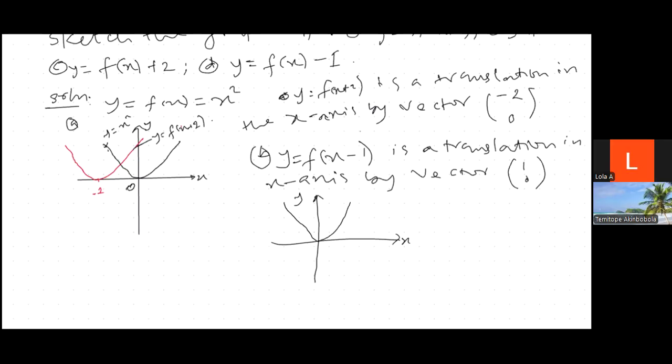So this is y equals s squared. Now, y equals s minus 1. We now shift from 0 here to plus 1 here. This is 1. So the turning point will now be here. Is that clear? So this is 0. This is y equals f of x minus 1. Is that clear? Yes, sir. Okay. Do that quickly. Then I will now do C.